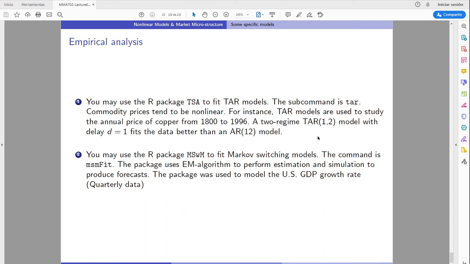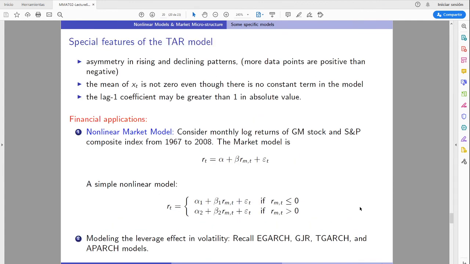Now, this is for TAR models. For Markov switching models, we can use the package MSwM. The command is msmFit, and the package mostly uses an EM algorithm to perform estimation and some simulation to produce forecasts. This package is the one we used to model this example over here.